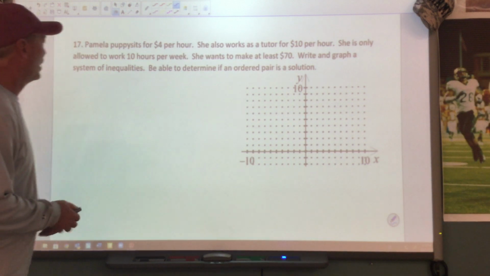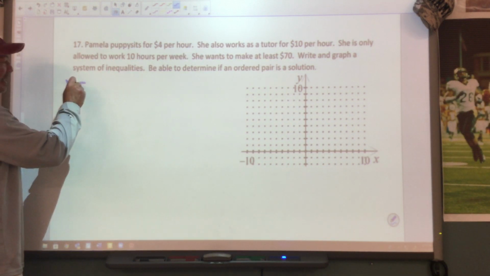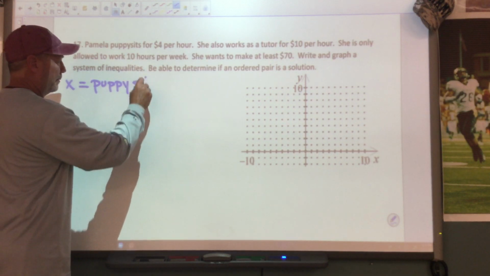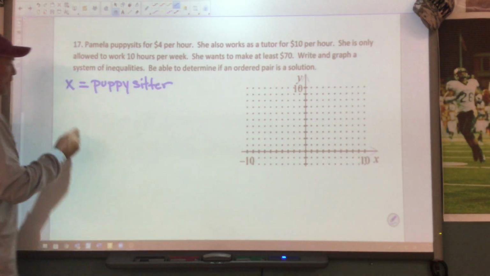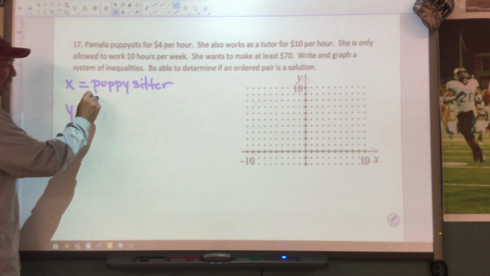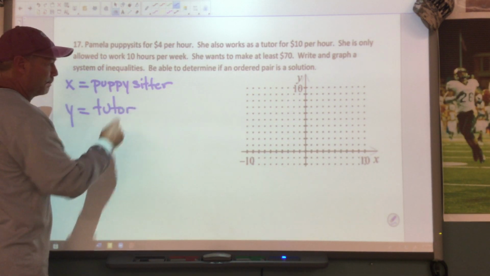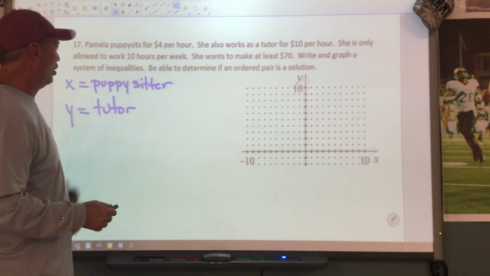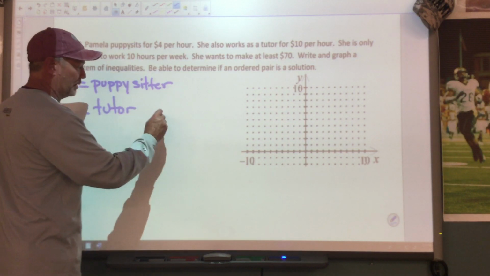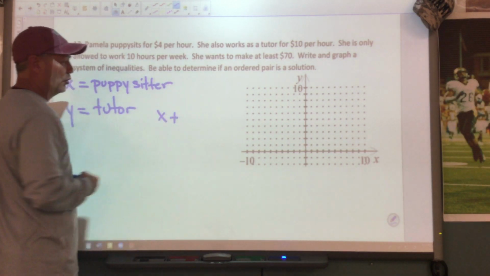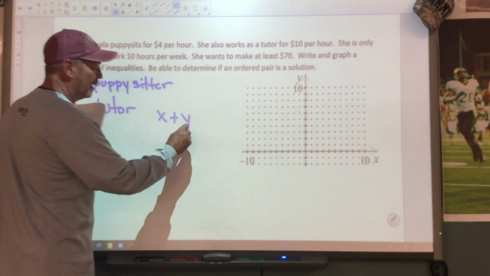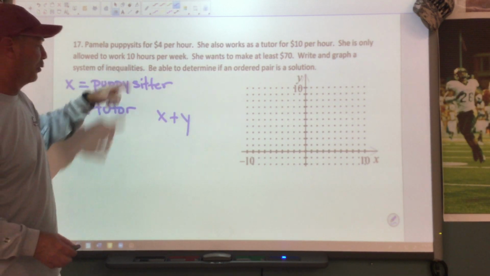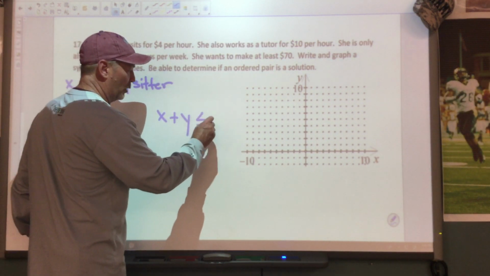So here we go. I'm going to say that X equals her job as a puppy sitter. I'm going to say that Y equals her job as a tutor. So we're going to set up an inequality. We're going to set up the system. All right, so if we take all the hours that she is a puppy sitter, and we add it to all the hours that she is a tutor, it says that she is only allowed to work for what? 10 hours per week. So we're going to say less than or equal to 10.